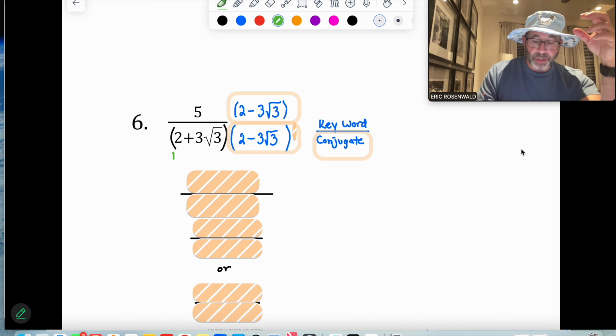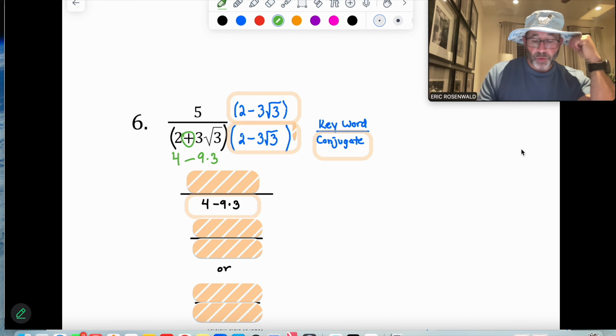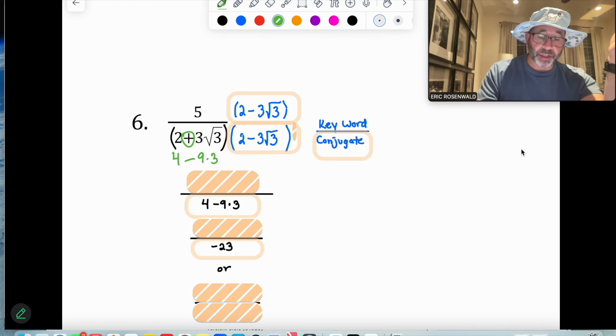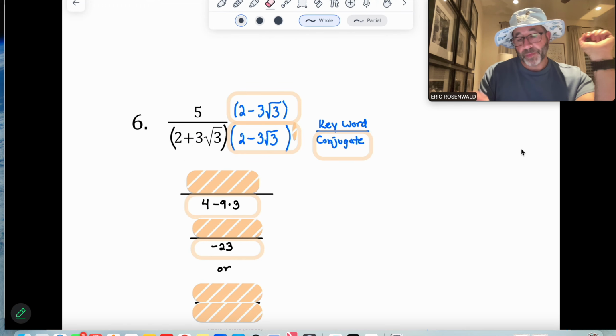You take the 2 and square it. You take the 3 and square it. And you take the root 3 times root 3, which is just 3. And because we have plus and minus going on in here, we're going to do subtraction. So this will be 4 minus 27, which gives us negative 23. Again, you can throw that directly into your calculator just to check the math on that. That's the nice thing about conjugates, is that the radicals go away.